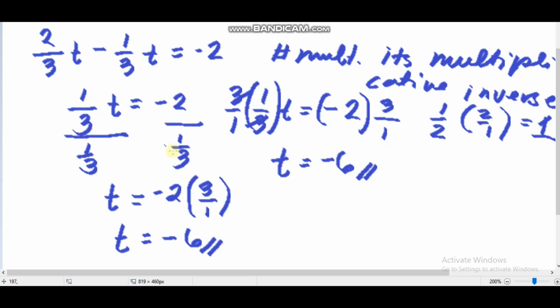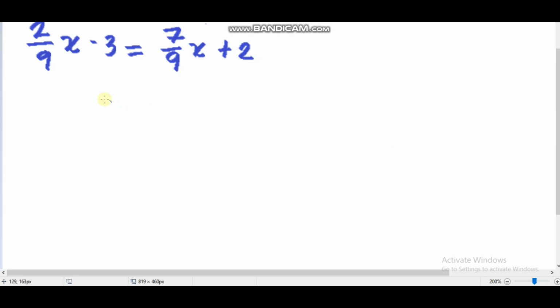So, you can divide both sides by 1/3 or multiply by its multiplicative inverse. The solution is shorter, thus it is faster. So, that's how you solve if your numerical coefficient is in fraction form. That's it. Solve the equation: 2 over 9x minus 3 equals 7 over 9x plus 2.